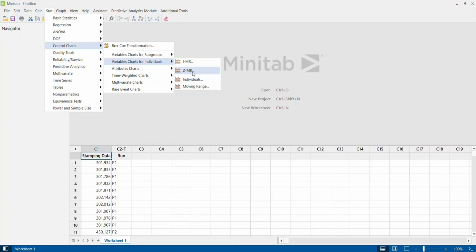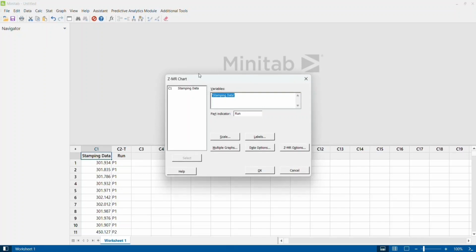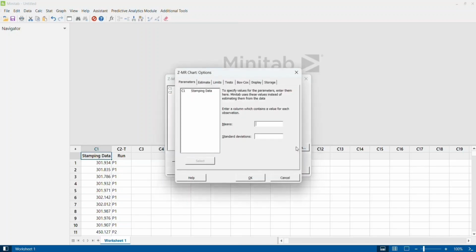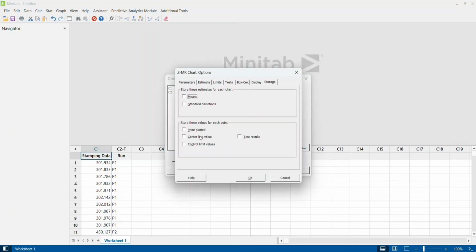So as I was explaining, in a same machine maybe for 1 hour, 30 minutes, 40 minutes I keep on changing the setting and do different kinds of production. So short production run I select ZMR. So stamping data will be my variable data and production run information is taken from run number. And now I can go to ZMR options. So what I can do is I can say store my plotted data, show my center values, show my control limits. So I can put a tick mark on all these three.